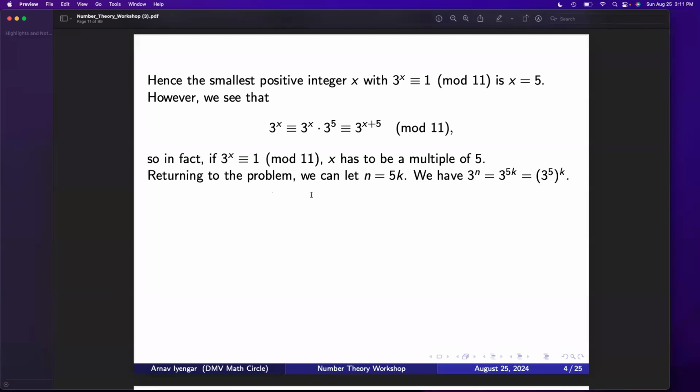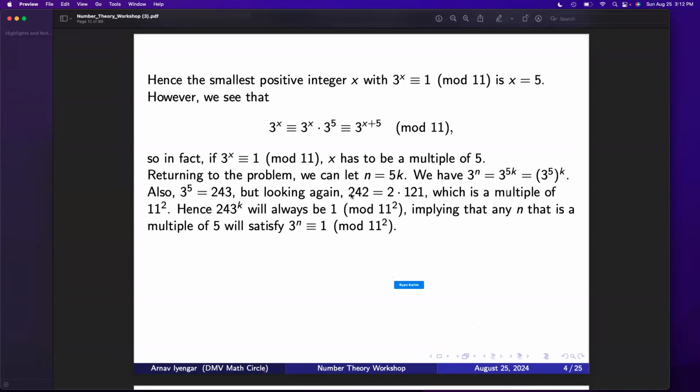So you can write n is equal to 5k. So you have 3 to the n is equal to 3 to the 5 to the power k. Now you want to take this mod 11 squared. The first thing you should try is obviously to take 3 to the 5 mod 11 squared. What's that going to be? Arnav! Yeah, so as Christopher had said, 3 to the 5 equals 243 is actually 1 mod 11 squared. So 3 to the 5 to the k, which is 243 to the power k, is going to be 1 mod 11 squared.